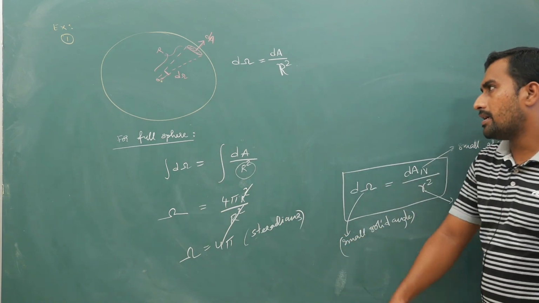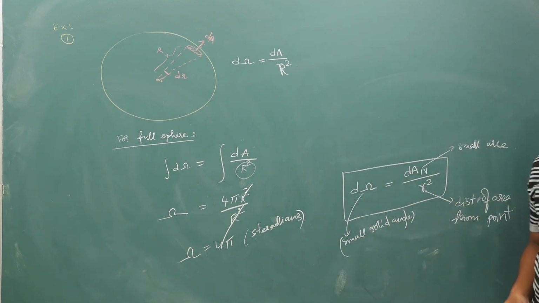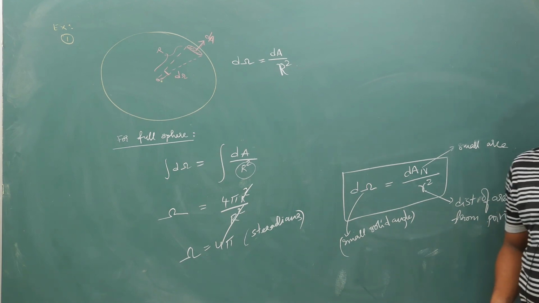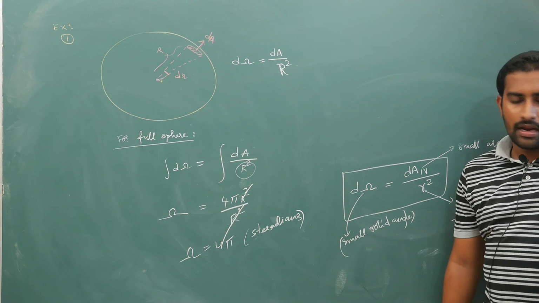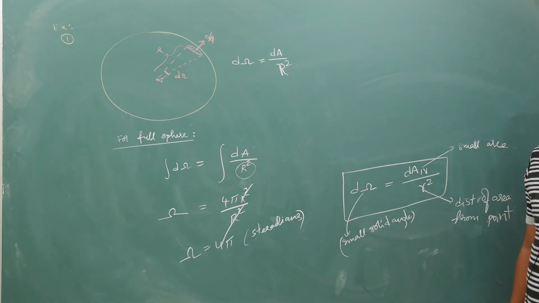Okay, right, so for a full sphere your solid angle is 4 pi steradians. Now half sphere it is 2 pi, quarter sphere it is pi, and 1/8 it is pi by 2. Like that you can divide accordingly.